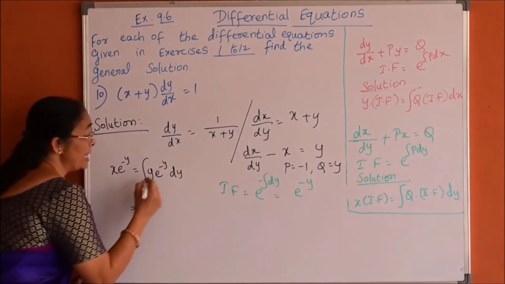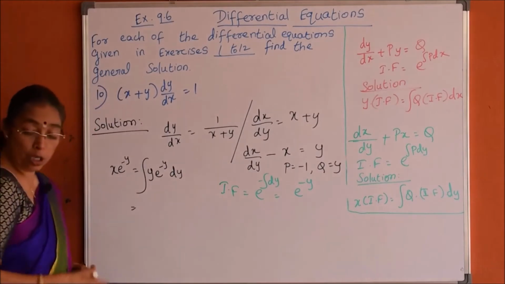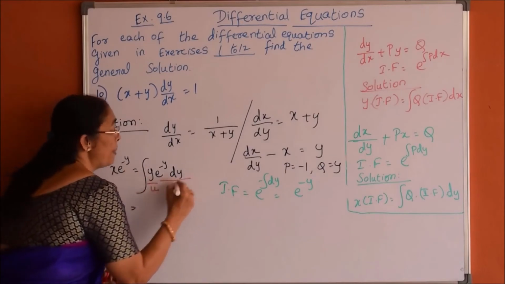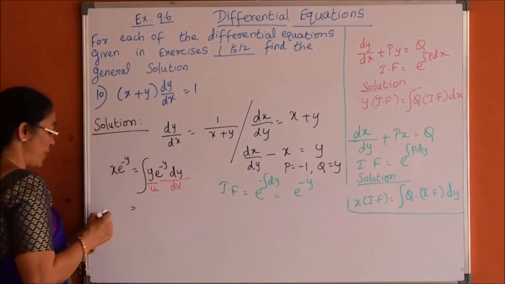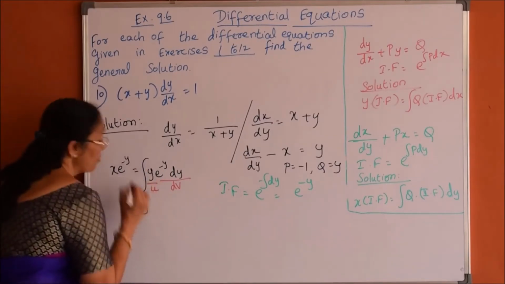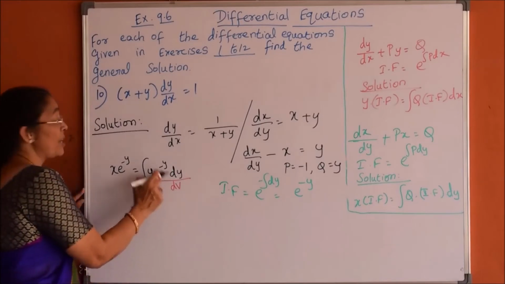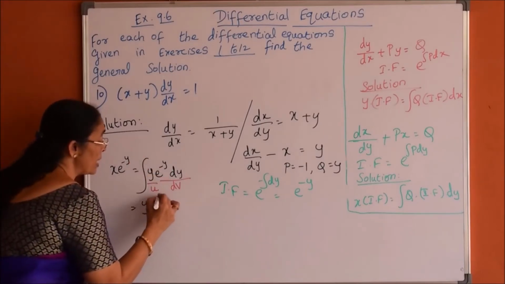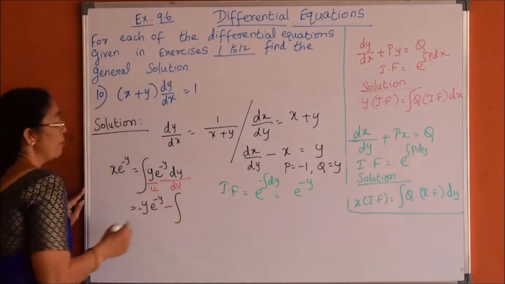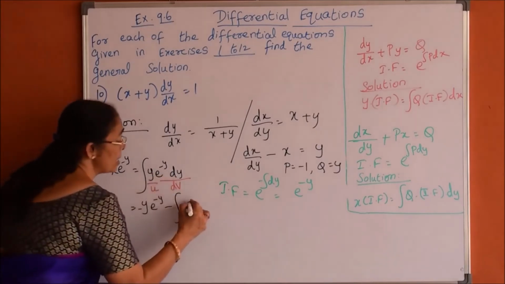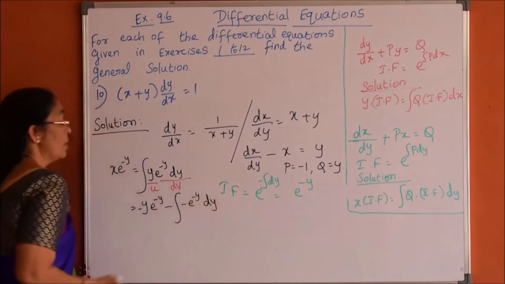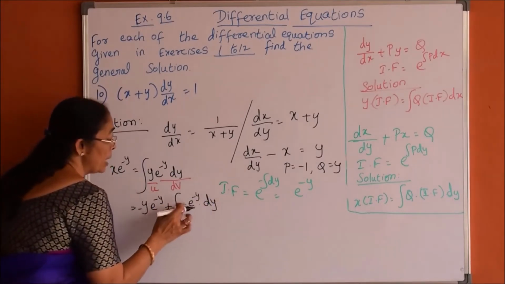Now the right hand side integration we will do by product rule. To do by product rule, we consider y as u function, e power minus y dy as dv function. So uv minus integration of v du, u is y, v is integration of dv, which is integration of e power minus y, which is minus e power minus y, minus integration of v du, v is already minus e power minus y into dy. Now this will become minus into minus, here positive.